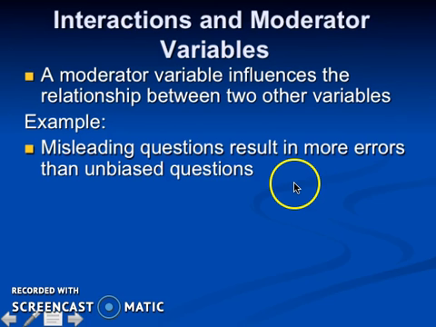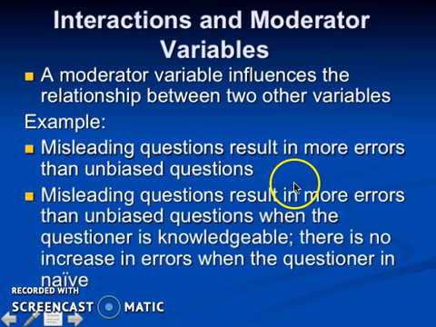So if we're looking at misleading questions and how they might result in more errors than unbiased questions, we find out that the misleading questions only result in more errors than unbiased questions when the questioner, aka the person asking the questions, is knowledgeable. However, if a person is asking you questions and they're naive, then there is no increase in errors. So a moderator is going to determine the strength or direction of the relationship between two variables.